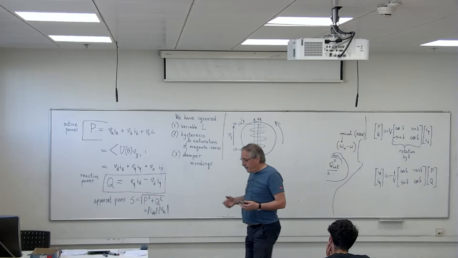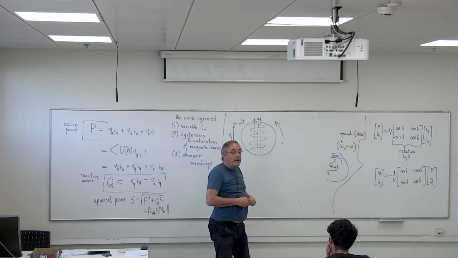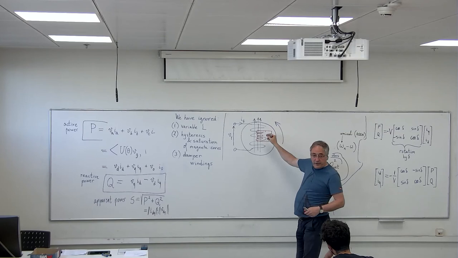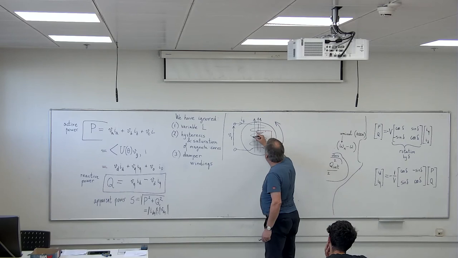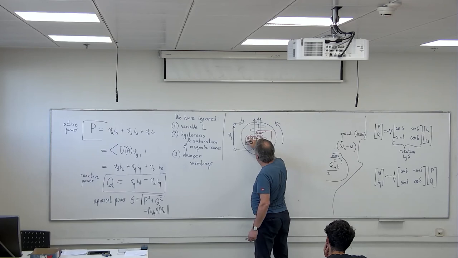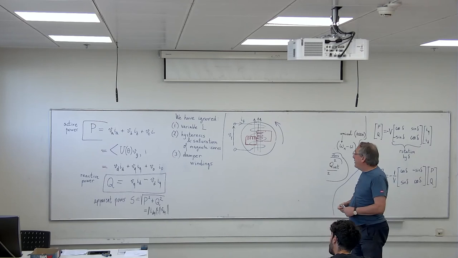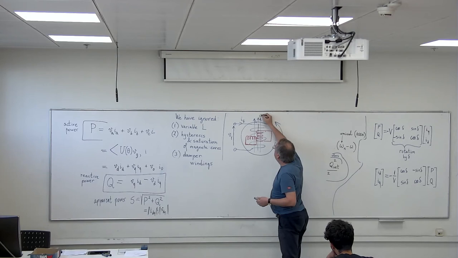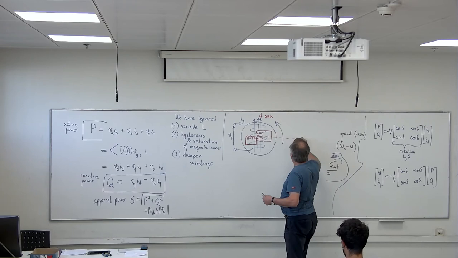Now, in addition to this main rotor winding, there are additional windings. One is in this direction, and it is short-circuited, and there is also a perpendicular one in this direction, and it is also short-circuited. Now, this short-circuited winding in the direction of the rotor coil is called the D direction, D axis. And this is called the Q axis.